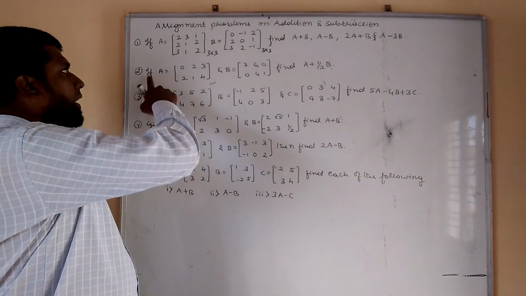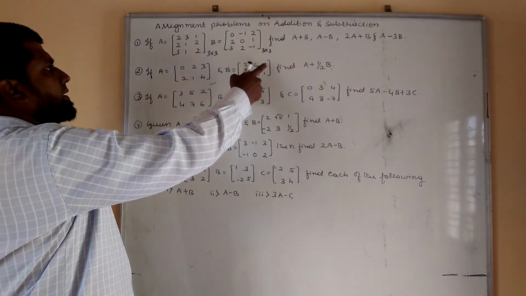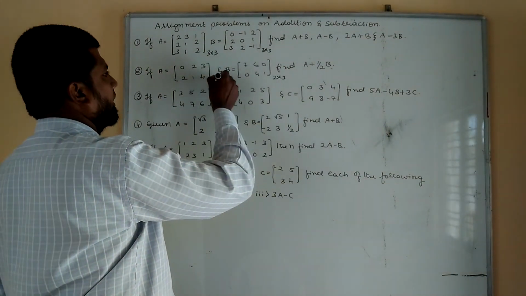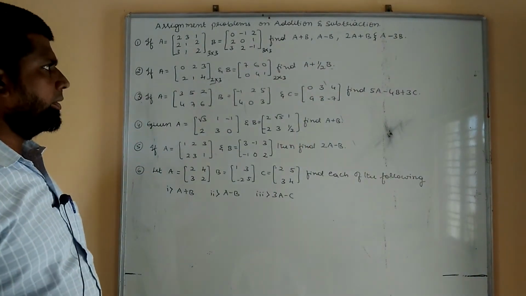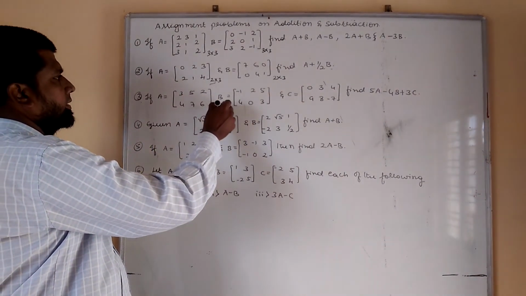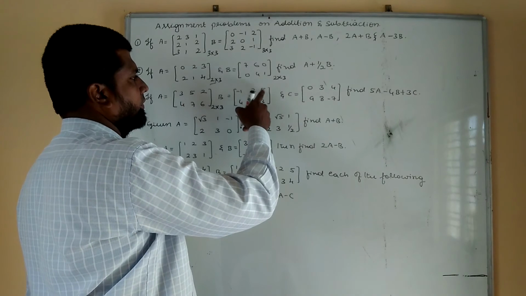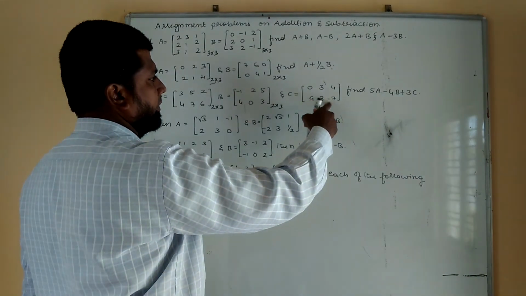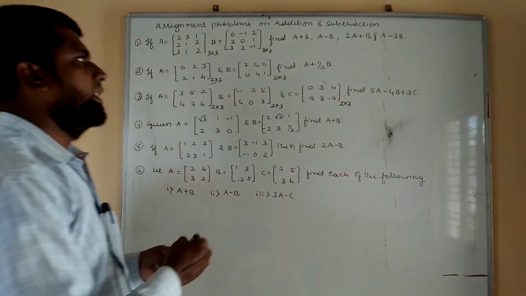Second problem, if A is equal to 0, 2, 3, 2, 1, 4 is a matrix and B is 7, 6, 0, 0, 4, 1 of order 2 cross 3, find A plus 1 by 2 into B. Third problem, if A matrix is of order 2 cross 3, 3, 5, 2, 4, 7, 6, then B is minus 1, 2, 5, 4, 0, 3 of order 2 cross 3 and C is equal to 0, 3, 4, 9, 8, minus 7 of order 2 cross 3. Find 5A minus 6B plus 3C.